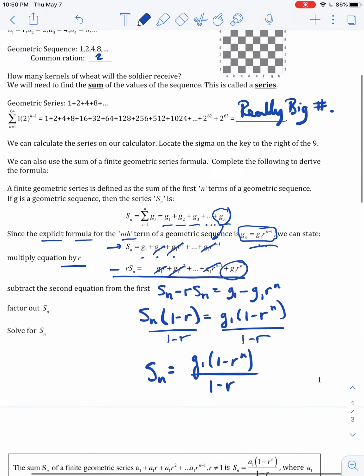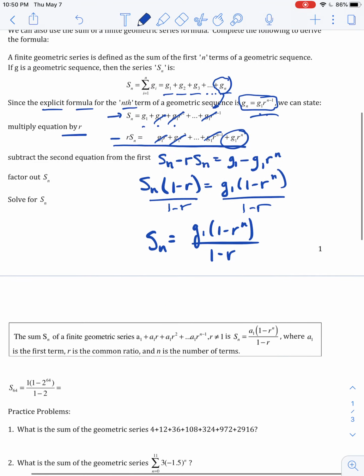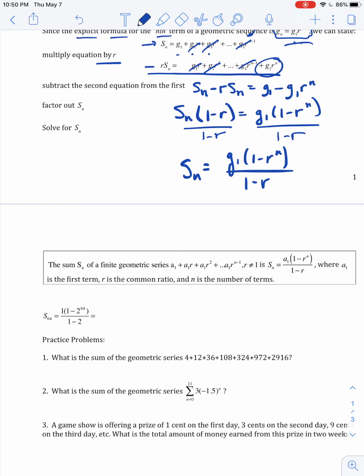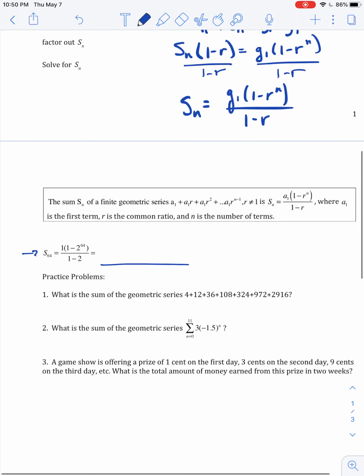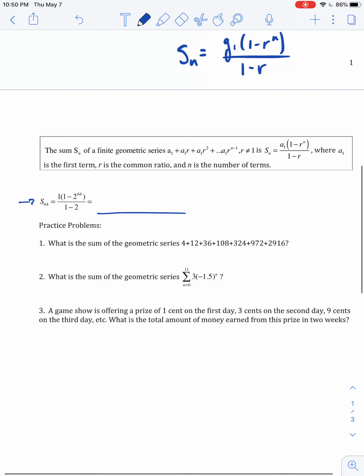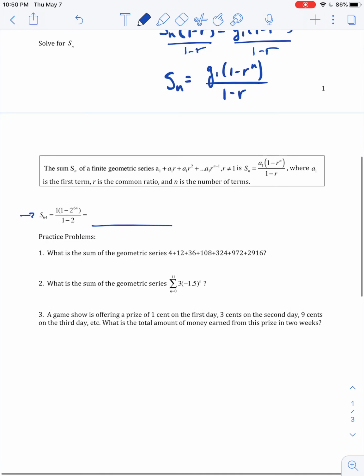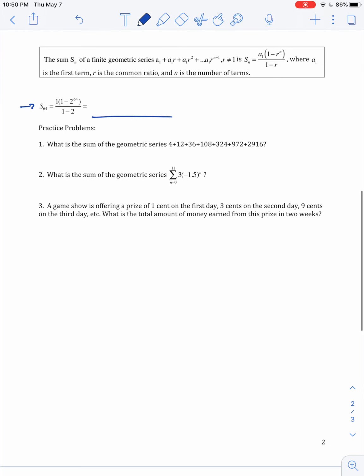So going back to the last question up here, a really big number, the first term was 1, so 1 minus 2 raised to the 64th, there's 64 terms, all over 1 minus 2 equals that really big number. Okay, so there you go. All right, so let's just try a few of these. So number 1.